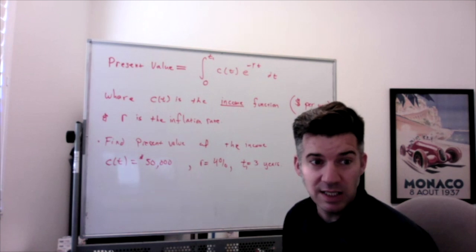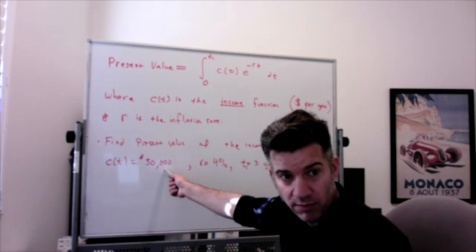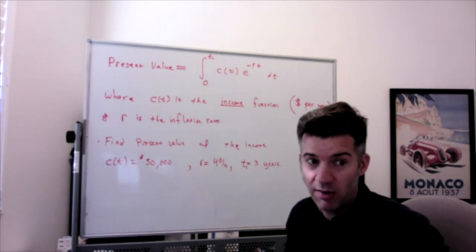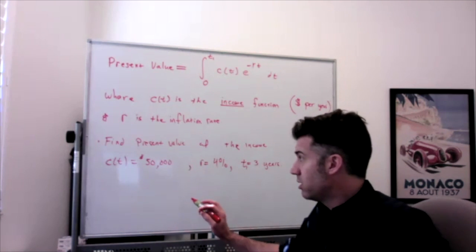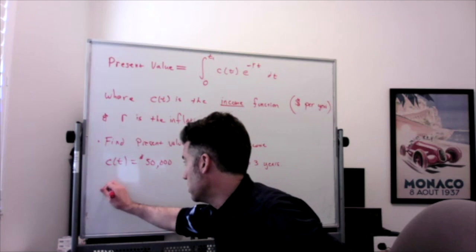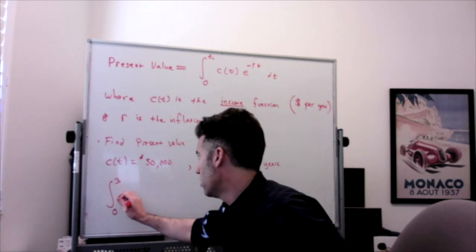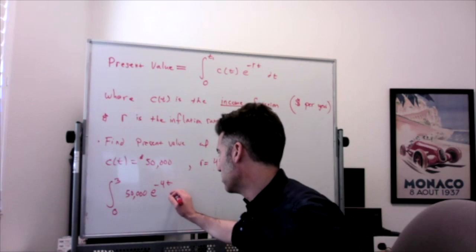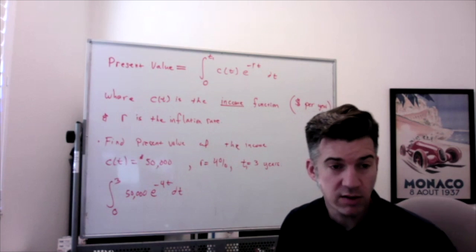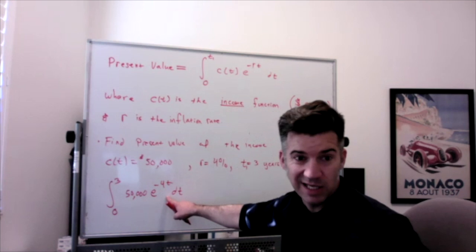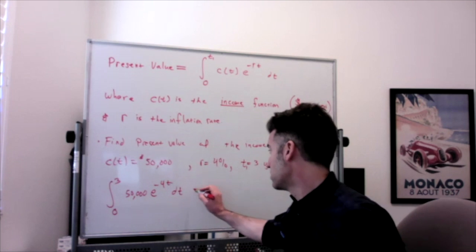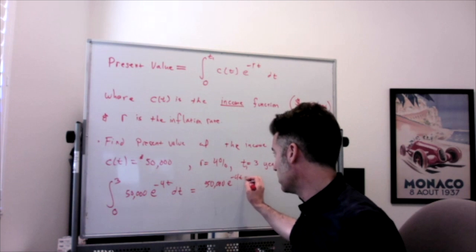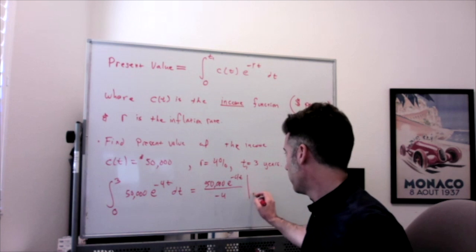So if your income function is easy, like you're getting $50,000 per year, and your inflation rate is 4%, and your time period is 3 years, we can pretty straightforwardly calculate the present value. Here, the present value is going to be the integral from 0 to 3 of 50,000 times e to the negative 4t. That's a really straightforward calculation. The integral of e to the negative 4t is e to the negative 4t divided by negative 4. So this is going to be 50,000 times e to the negative 4t divided by negative 4 from 0 to 3.